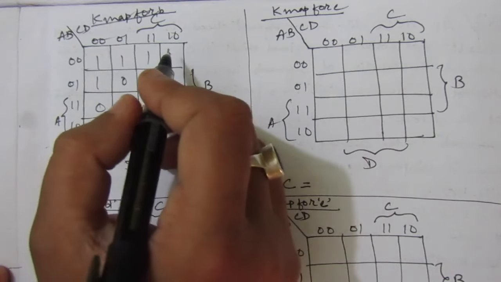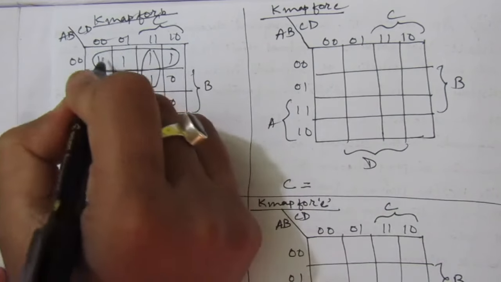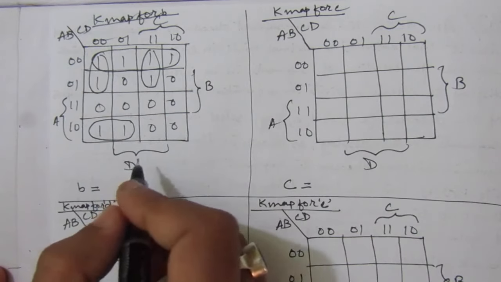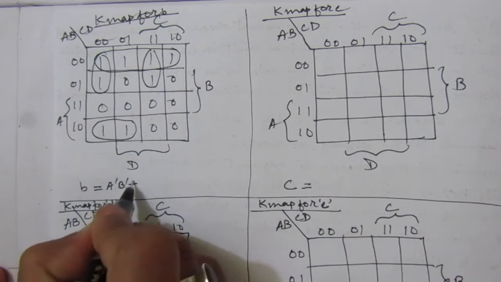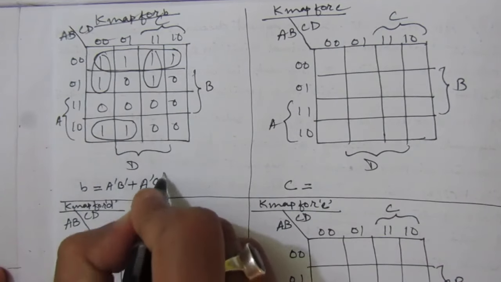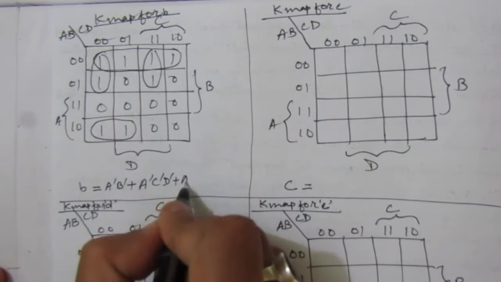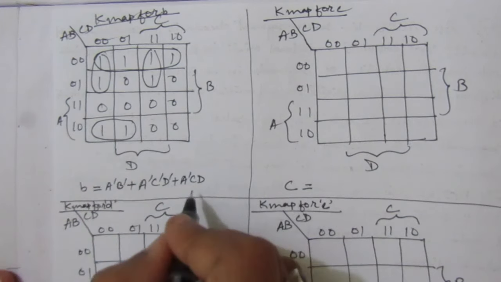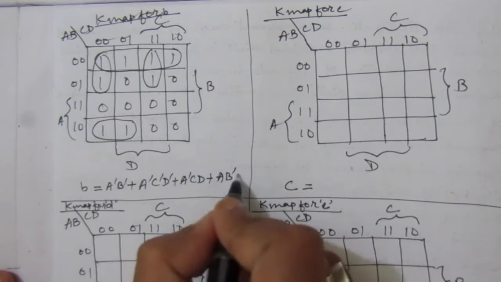Now we have to find out the possible combinations. So this will be one combination, this will be the second, this will be the third, and this will be the fourth combination. So B we can write as: from this term we'll get A bar B bar, plus from this term A bar C bar D bar, plus from this term A bar C D, from this term A B bar, and from these two columns we'll get C bar.